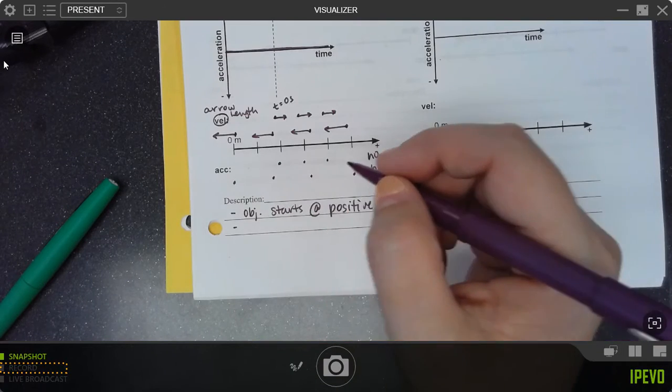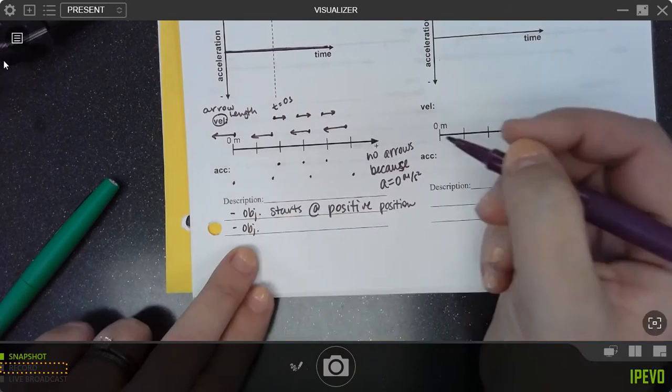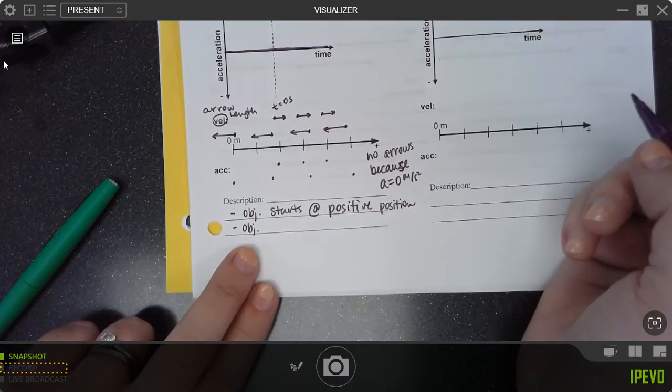Okay. It starts in the positive position, and then the object moves at a constant velocity in the positive direction.